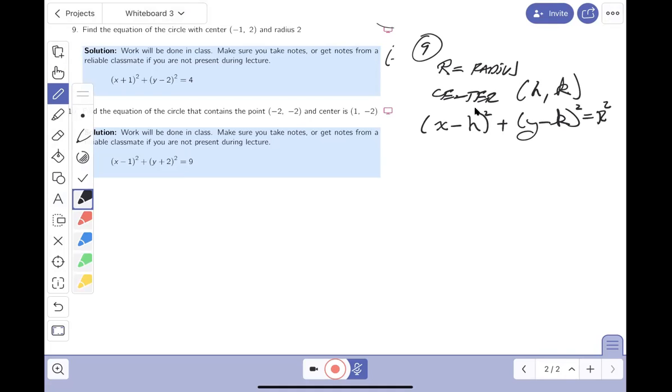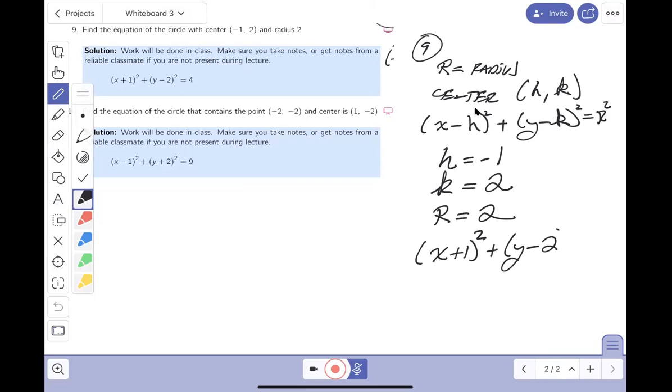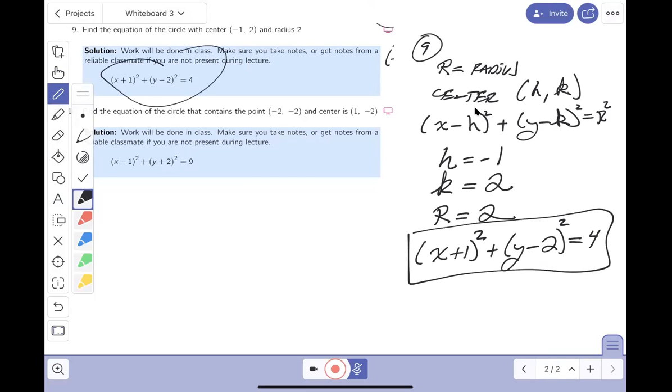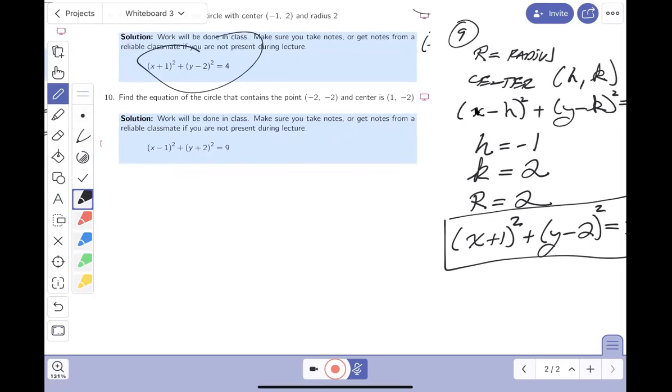All right. So what do they tell me? They tell me the center. In other words, they tell me h is -1, and they tell me k is 2, and they tell me r is 2. Let's write this down. X minus -1 is x plus 1 squared plus y minus k, what's k? 2 squared equals r squared. What's r? 2. What's r squared? 4. That's the equation of the circle. All right, that's done. Let's do the next one.